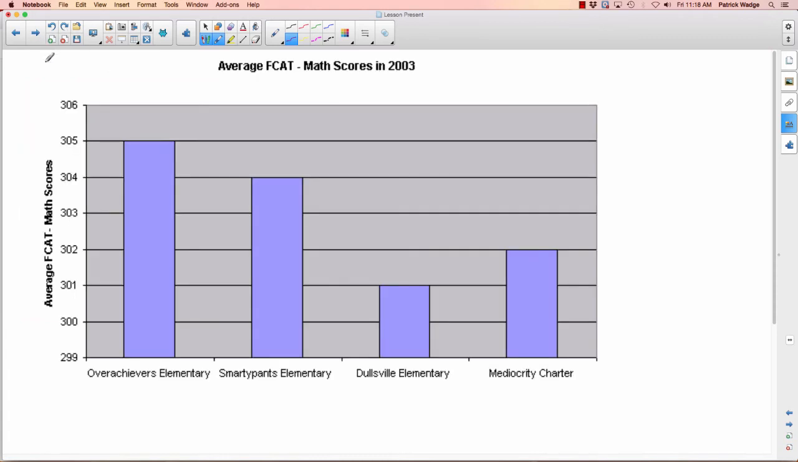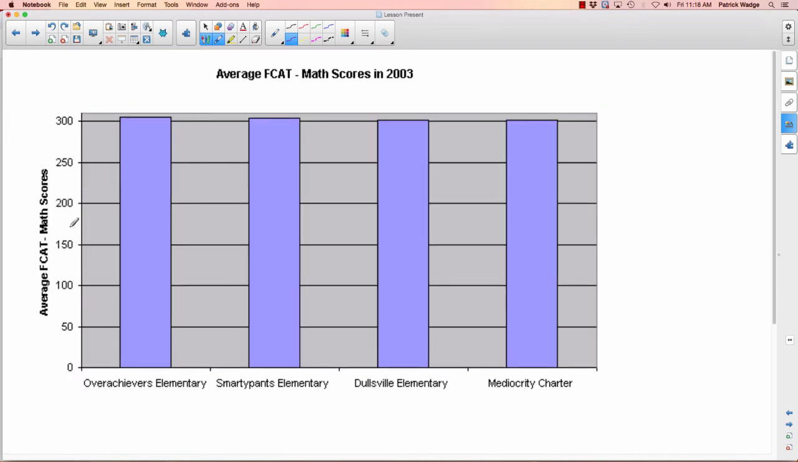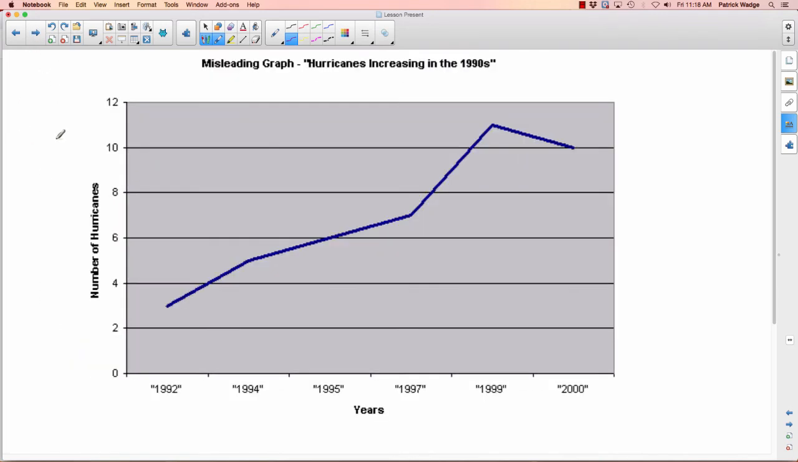What's wrong with this one? Okay, math scores. Wow, look at how well overachievers did compared to these other schools. Like, look at Dallsville, horrible. But wait a minute. Dallsville's mark was 301. Overachievers was 305. They're practically the same mark. What happened here? They didn't start at 0. If you were to draw this correctly, it would look like this. They basically all got the same mark. Next. That looks okay.